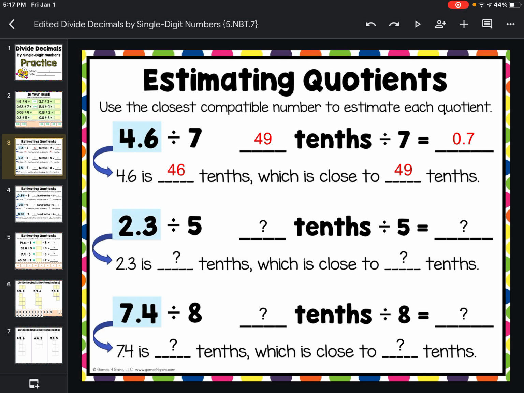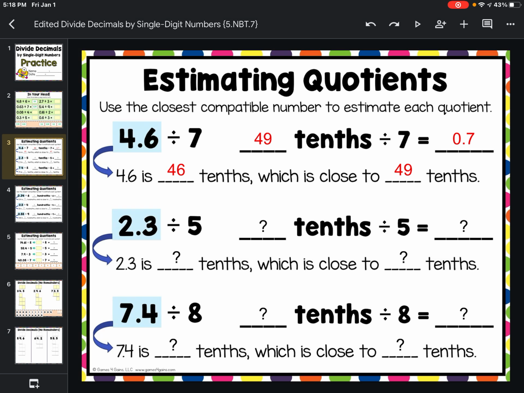Well, I know that 7 times 7 is 49 and 6 times 7 is 42. So 49 is definitely closer to 46. So that's why you see we have 49 tenths divided by 7. Well, 49 divided by 7 is 7. But remember, it's not just 49. It's actually 49 tenths, which also would be 4.9. So that's why our answer is 7 tenths.